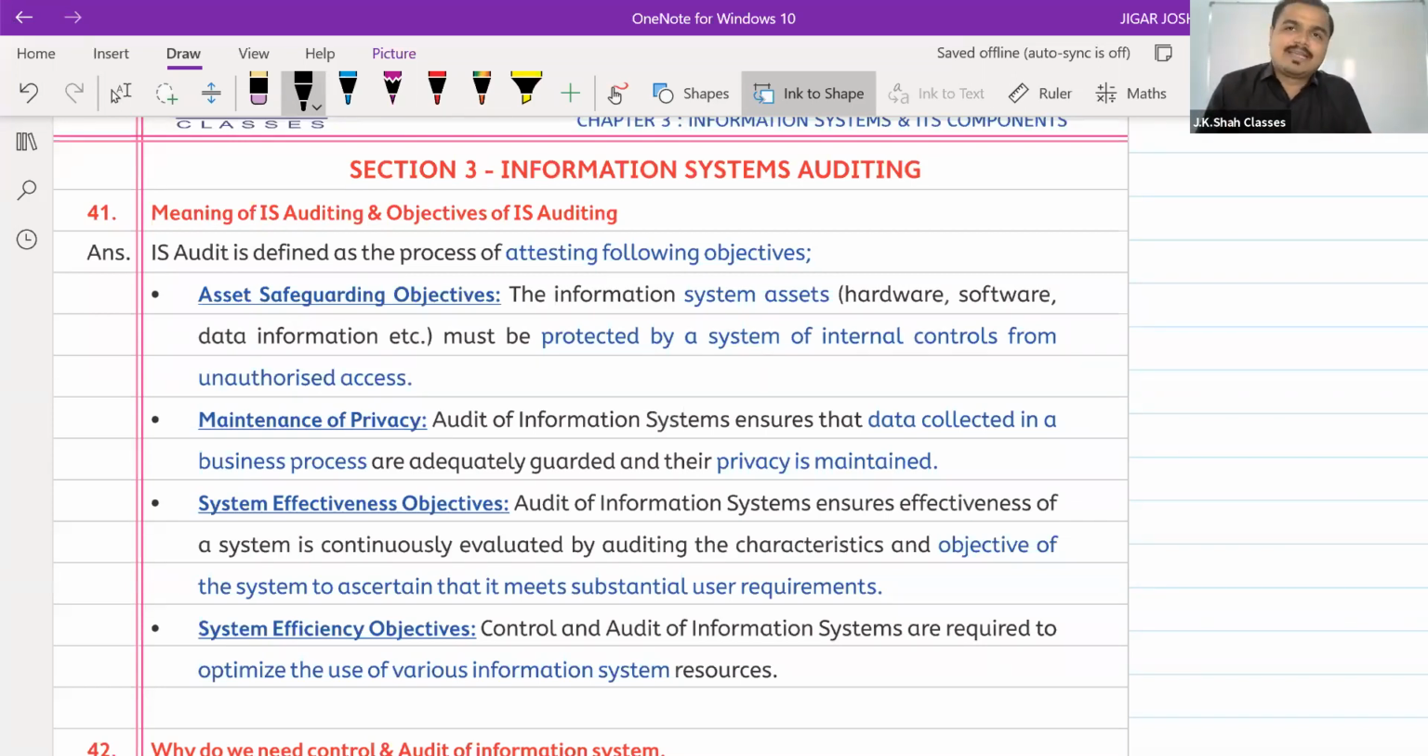So here, people, four major objectives, four major benefits, my dear chartered, that we have achieved with the help of IS auditing. Can you please tell me? Sir, number one, asset safeguarding objective. Number two, sir, maintenance of privacy. Number three, sir, system effectiveness. And fourth one, sir, system efficiency.